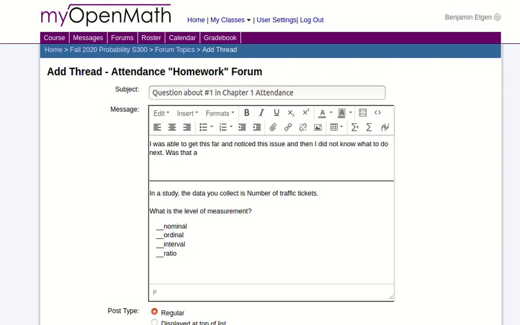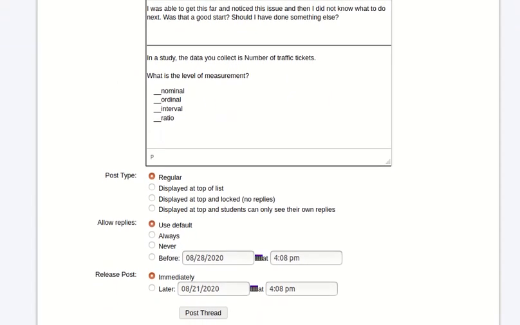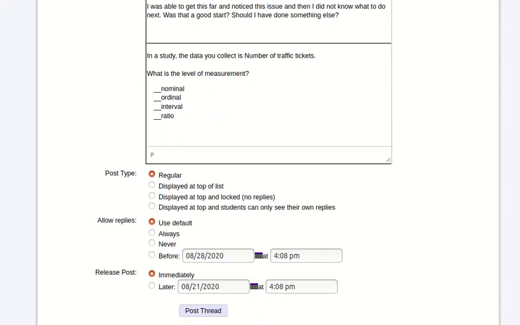Was that a good start? Should I have done something else? Something along that line. You're talking to a fellow student when you type these. I'll certainly look at the questions and the answers, but basically this is for your fellow students to help out. And then you'll go down here and you'll click Post Thread, which I think I'll need to pull that up for you to see. So there's Post Thread down there at the very bottom.